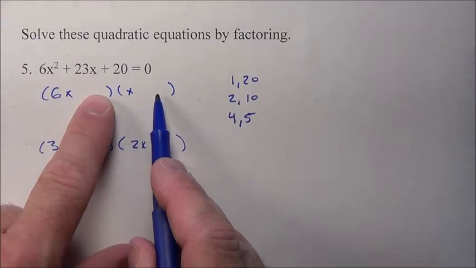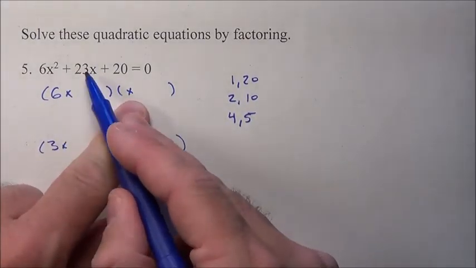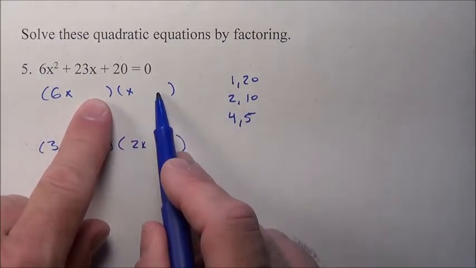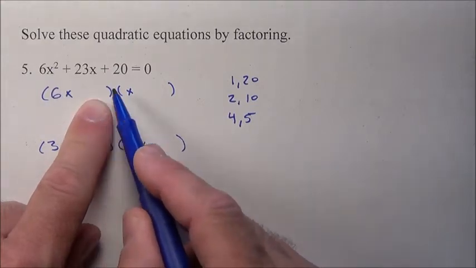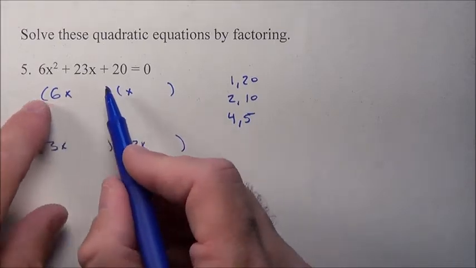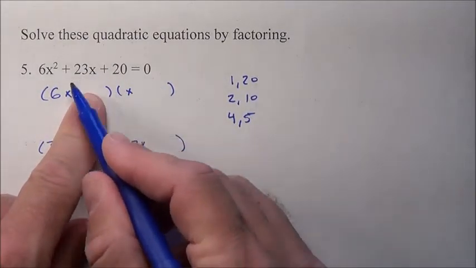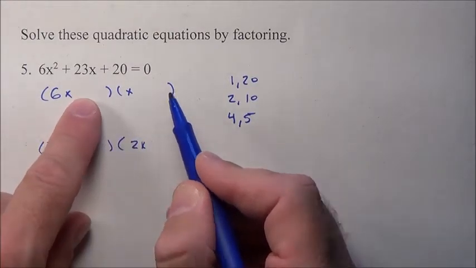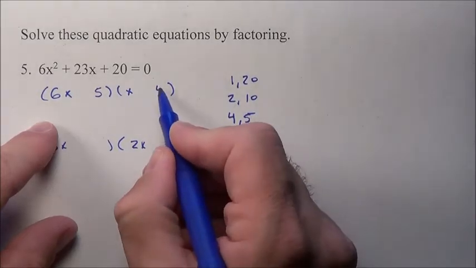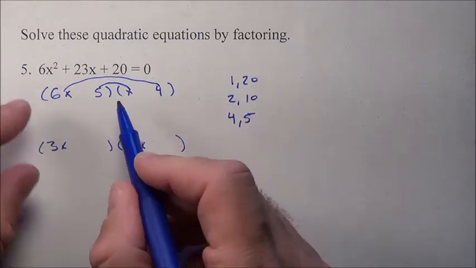If I put 1 and 20 here, I can see it's not going to work. Put 20 here and 1 here, I'll get 20x and 6x. That won't give me 23. I'm going to try the 2 and 10. If I put 2 and 10 here, 10 and 6 will be 60. 2 and that, nope, that's not working. 4 here, 5 here. That's interesting because if I put a 4 here and a 5 here, 5 and 6 will give you 30, and 4 and x, that's close but not enough. What if I put the 5 here and the 4 here? That'll give you 5x, 24x. Nah, you can't get 23.